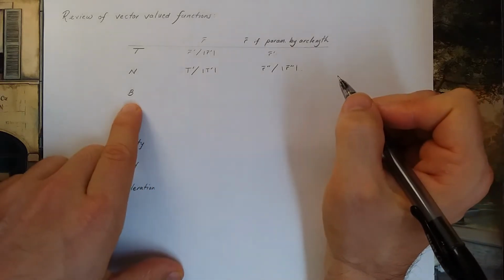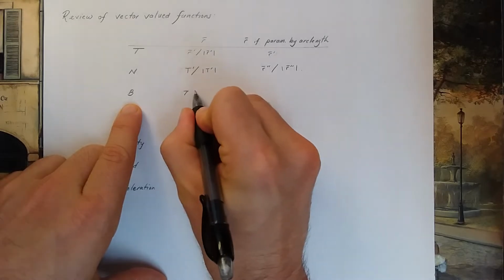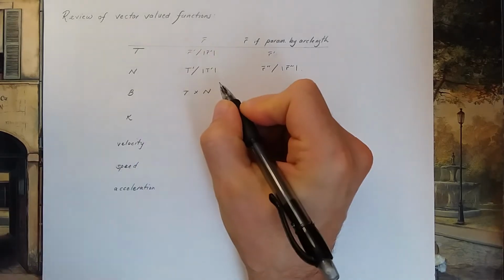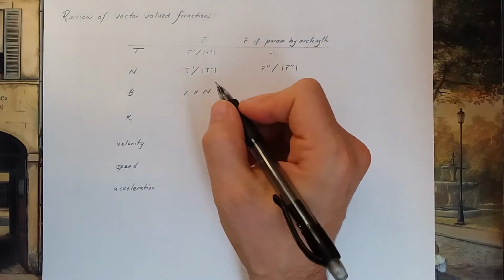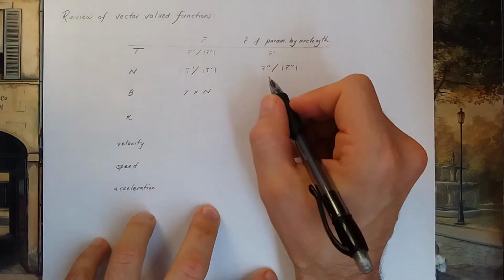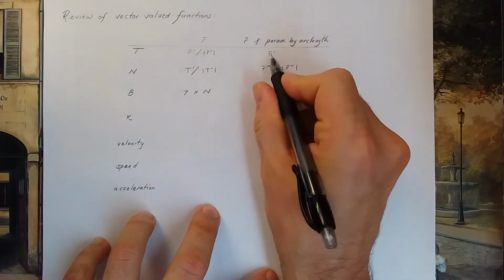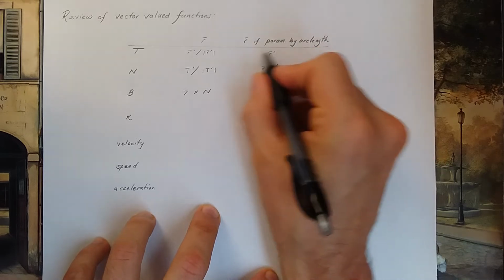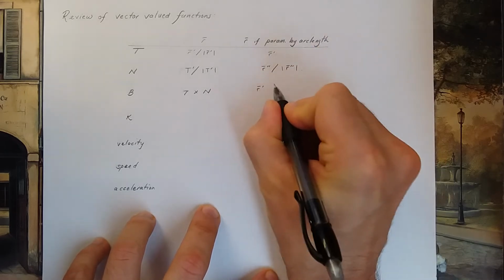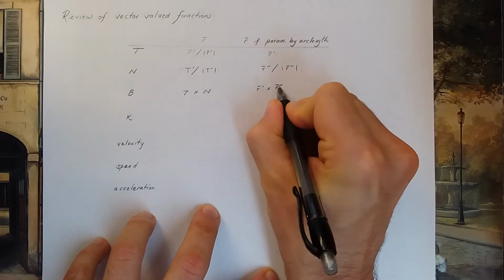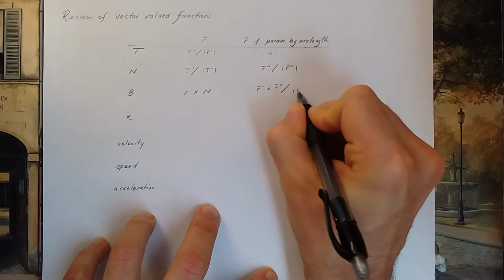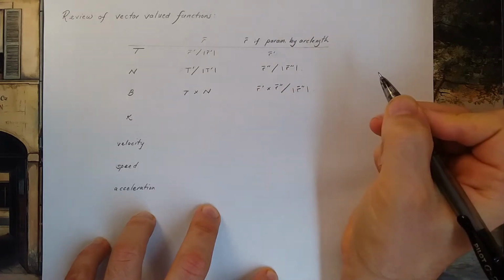The unit binormal vector, that's defined to be T cross N. If you happen to be parameterized by arc length, then that also could be written as the cross product of these two vectors, r prime cross r double prime, divided by the length of r double prime.